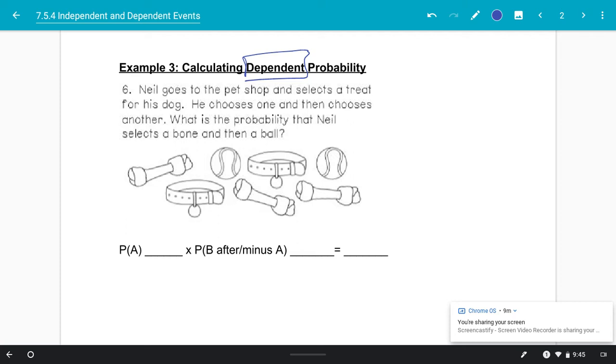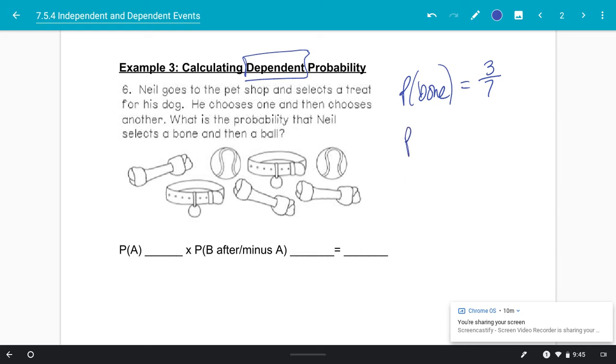So what's the probability that he selects the bone first, right? So let's look at it. It's again, how many bones out of how many total items? So our probability here is going to be 3 out of 7. There's 3 bones and 7 items.